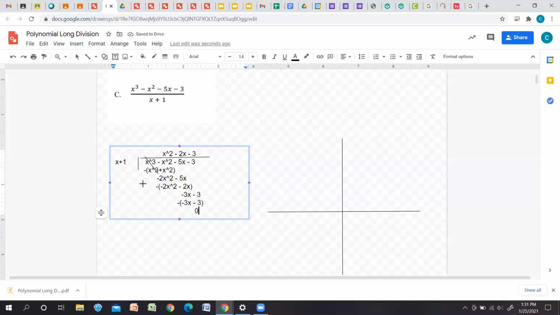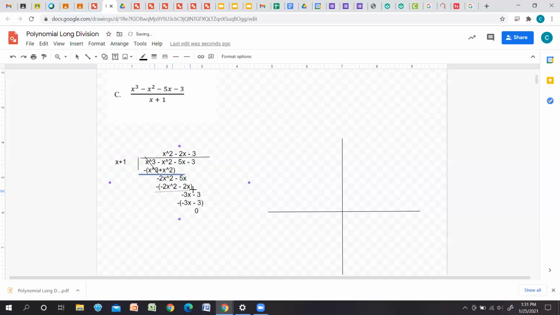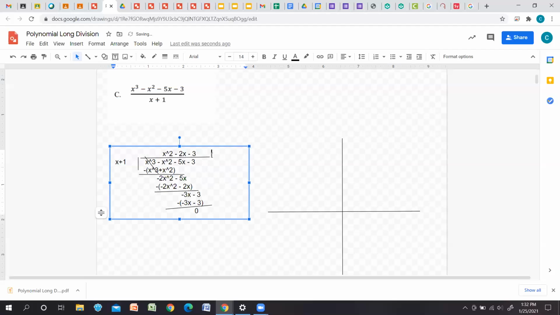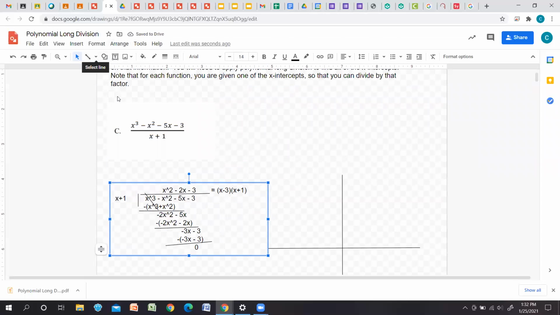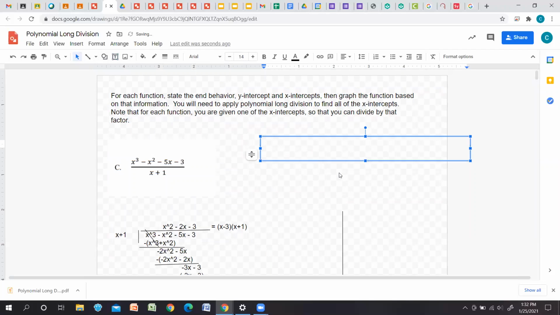If it helps, you could write out the bottom of the lines here to show what you're subtracting. But the point is our factor is up here. And I think, okay, how do I factor this? Well, let's see. X squared minus 2x minus 3. If I factor that, I get x minus 3 times x plus 1. So, in conclusion, my function is, let's call it f of x, x plus 1 times x minus 3 times x plus 1. All right?